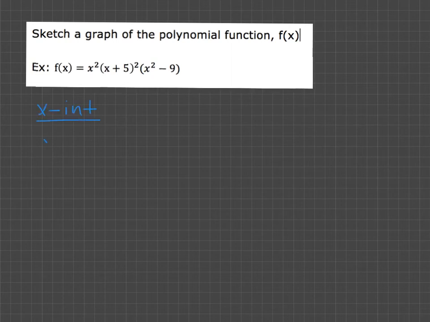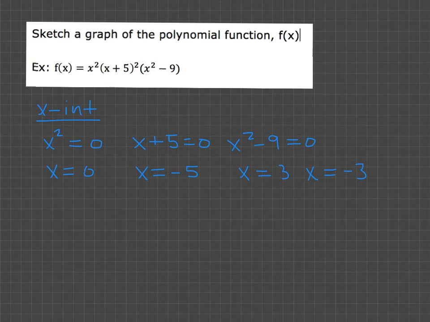We are going to set the function equal to 0. I'm going to skip a step and just set the factors equal to 0 and solve those for x. So we get x equals 0, x equals negative 5, and we get x equals 3, x equals negative 3. Now we want to look at multiplicity.